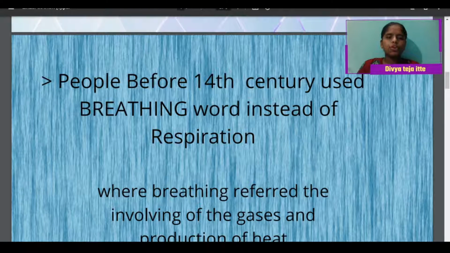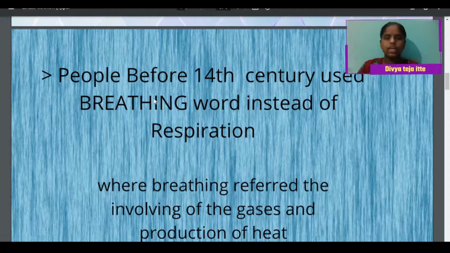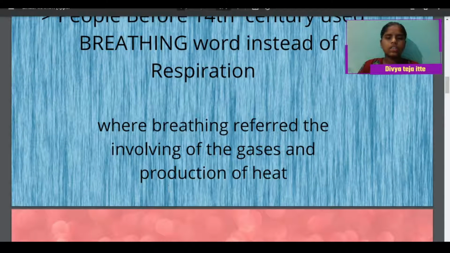People before the 14th century used the word breathing instead of respiration. Now we are using the word respiration, but before the 14th century they didn't know this word, and they used the word breathing. Breathing referred to the involvement of gases and the production of heat.